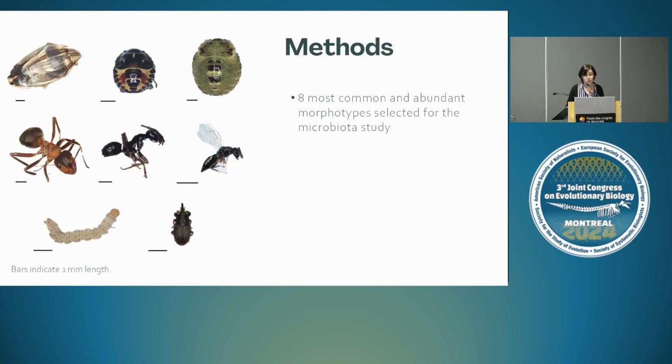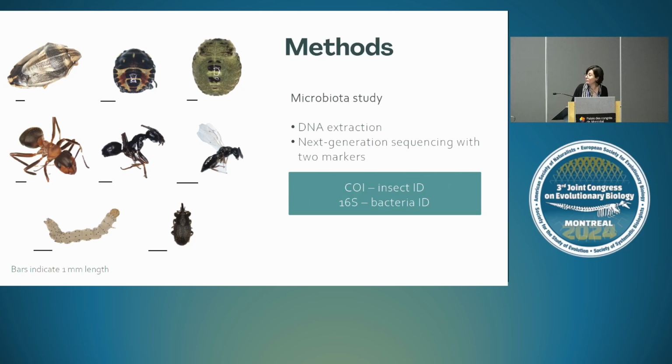For this, we went back to our 250 morphotypes, and we selected the 8 most common and abundant. And then we ended up with 3 Hemiptera, 3 Hymenoptera, 1 Lepidoptera, and 1 Coleoptera species. And then we did a full-body DNA extraction. We followed all the steps necessary for the next generation sequencing, and we used 2 markers in this step. We used CO1 to confirm the identity of the insect, and we also used 16S to obtain the bacterial ID.